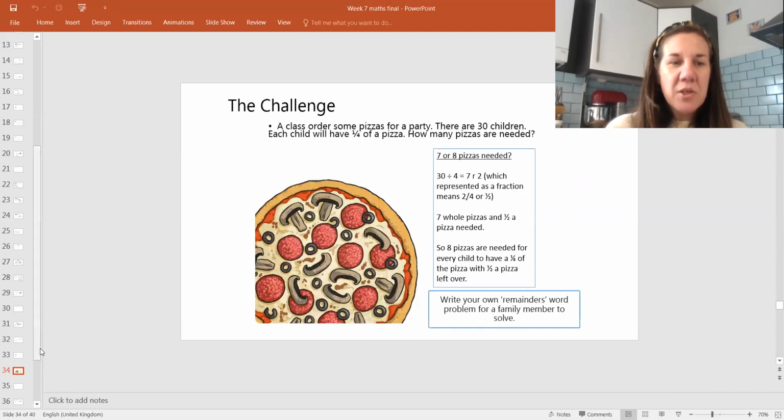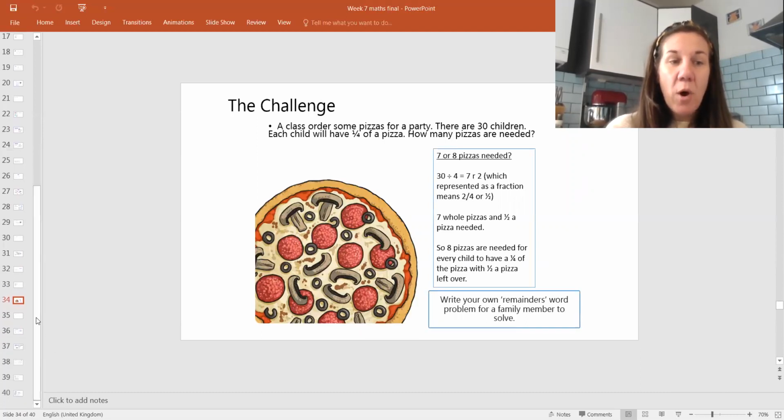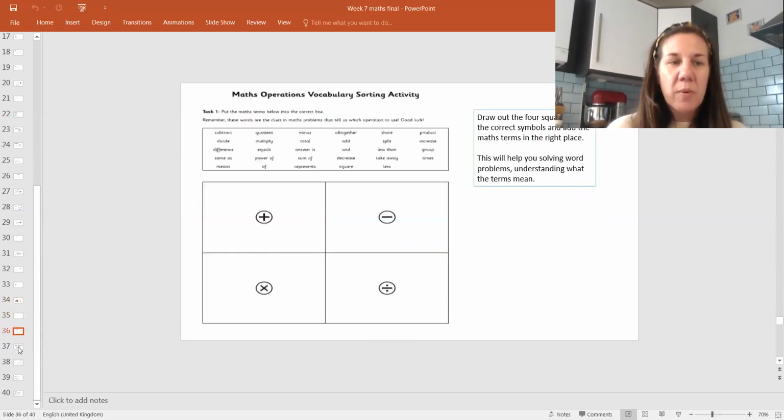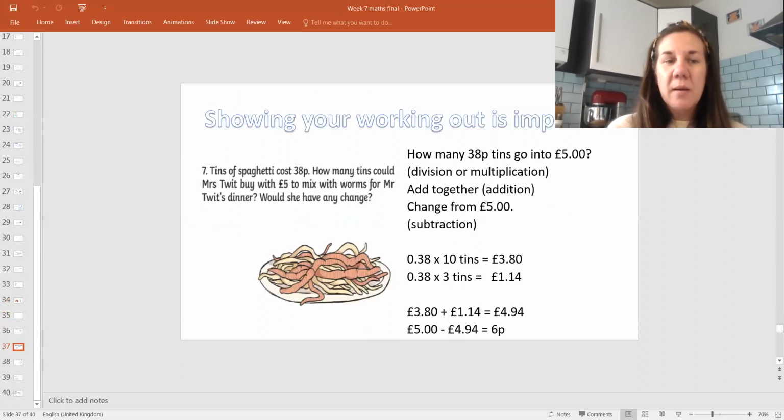And then a challenge question where you can write some of your own word problems for your family members to answer. And then Friday, you're going to be using all of the 4 rule skills in some worded problems. First of all, thinking about your vocabulary, sorting the words into either addition, subtraction, multiplication, or division. Then I've got an example question for you to go over.